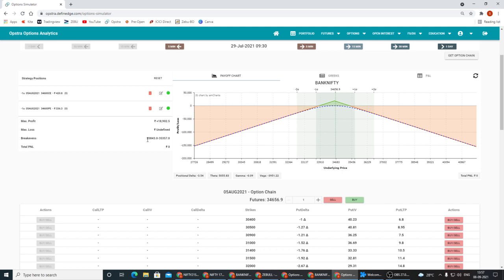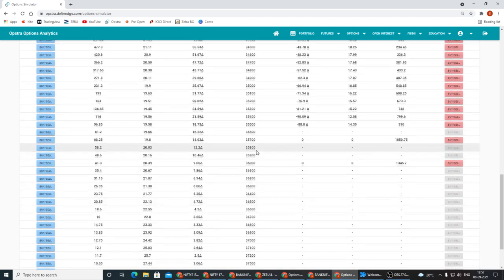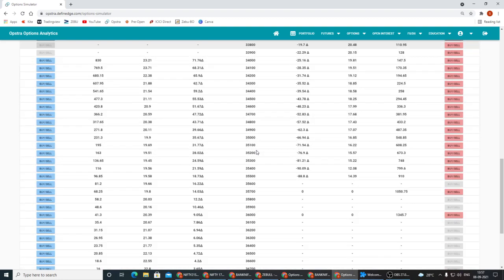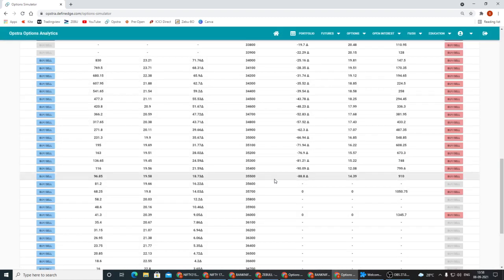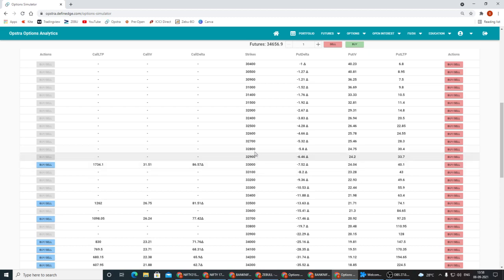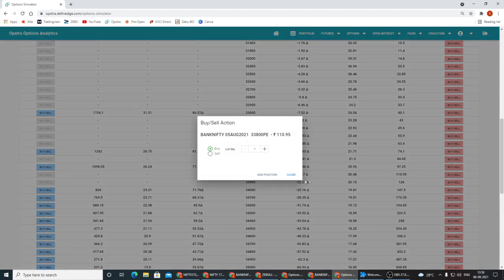Now we have to buy an out of the money call and an out of the money put. For that I am going to select the 33,800 put and the 35,400 call. So we will buy one lot of 35,400 call and one lot of 33,800 put.